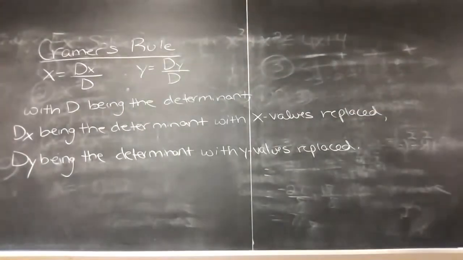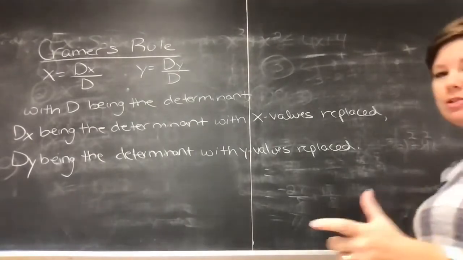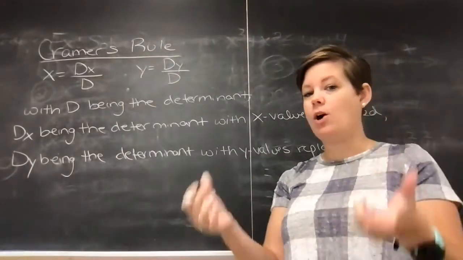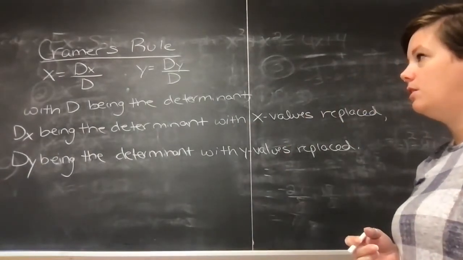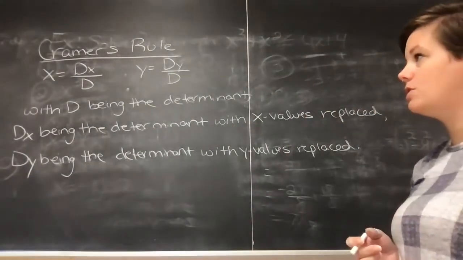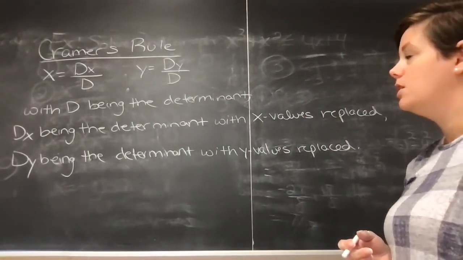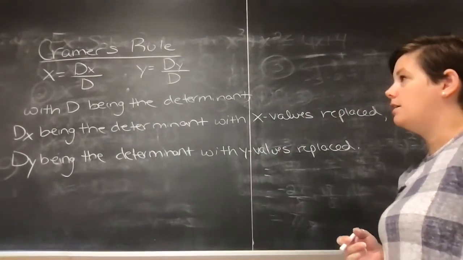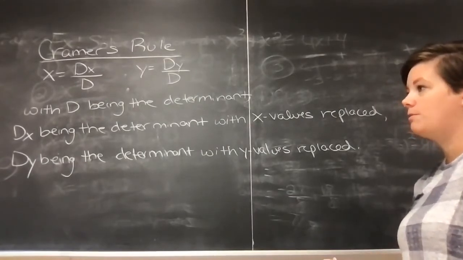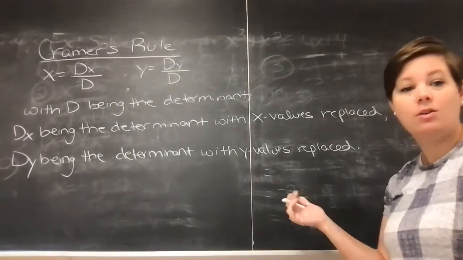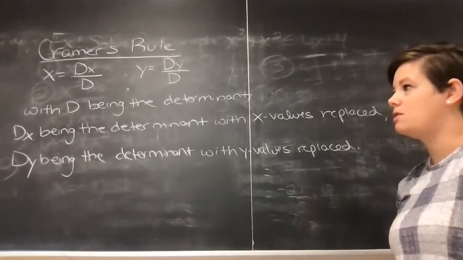Cramer's Rule says that when we solve a system of equations, you get an x and a y value. So the x value is your determinant with respect to x all over your general determinant, and your y value is your determinant with your y's all over your determinant. Again, this is going to sound weird. When you see it, it's going to make a lot more sense.